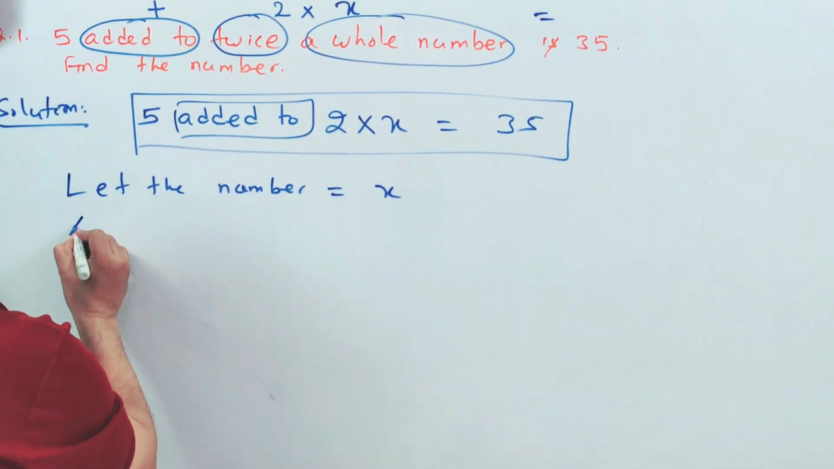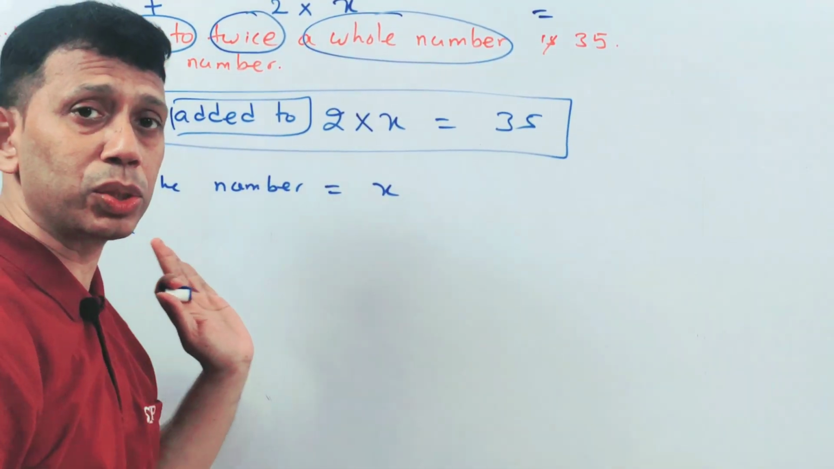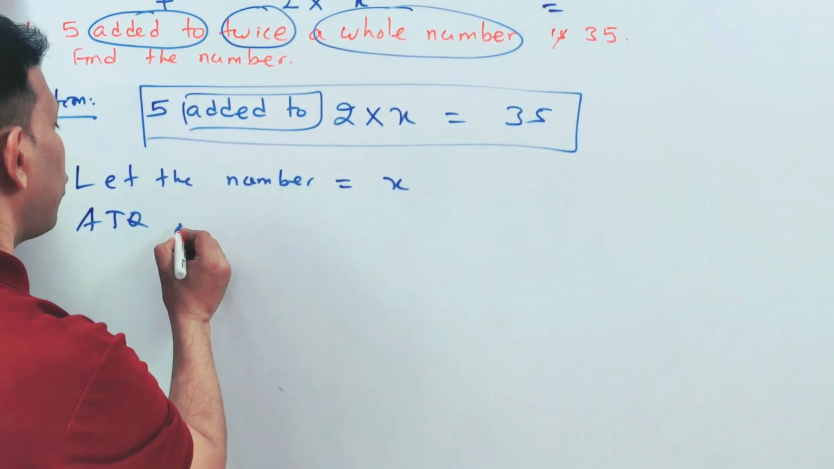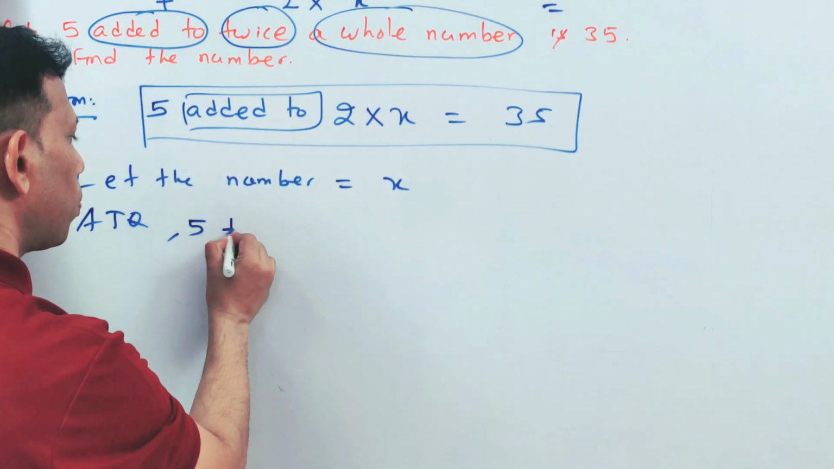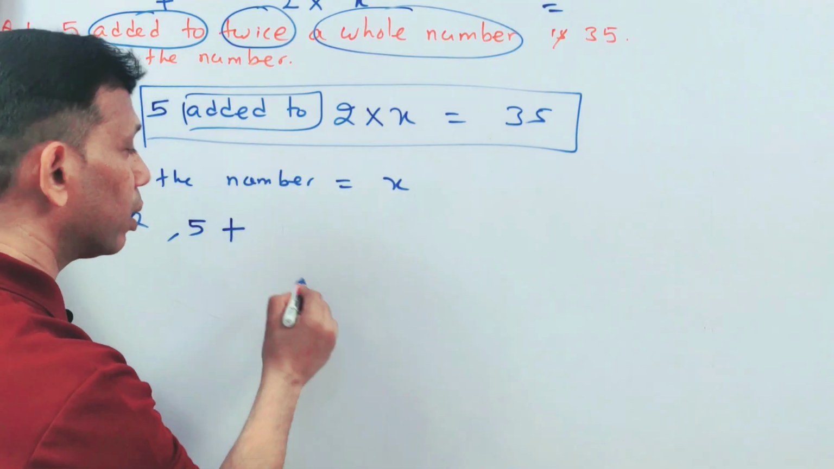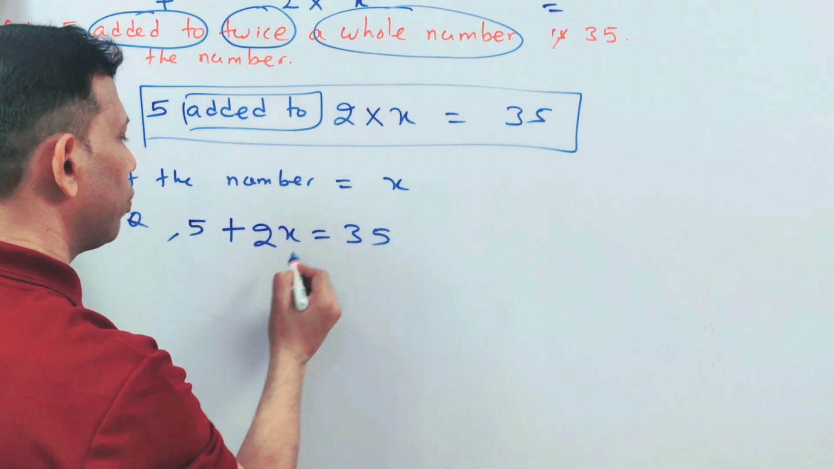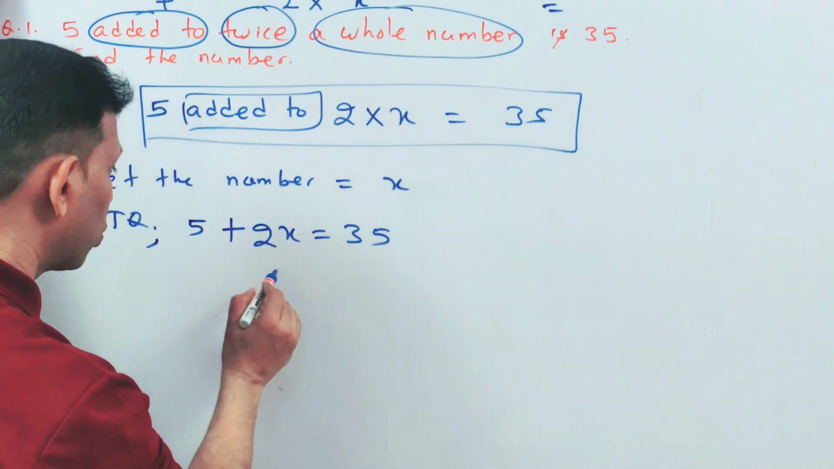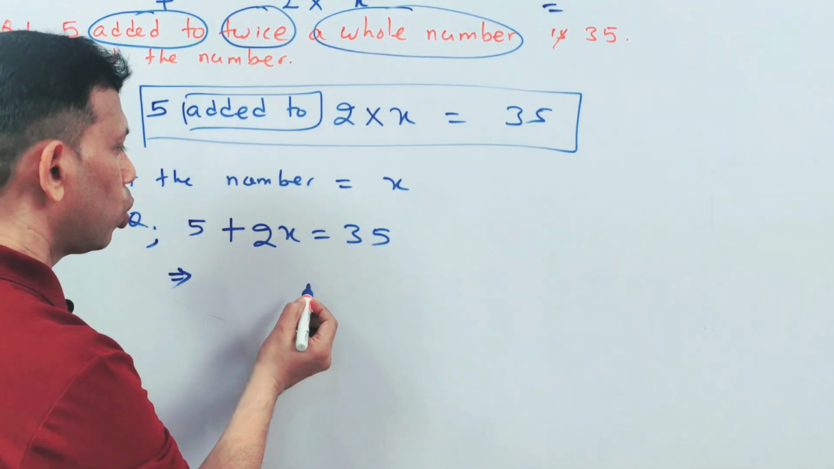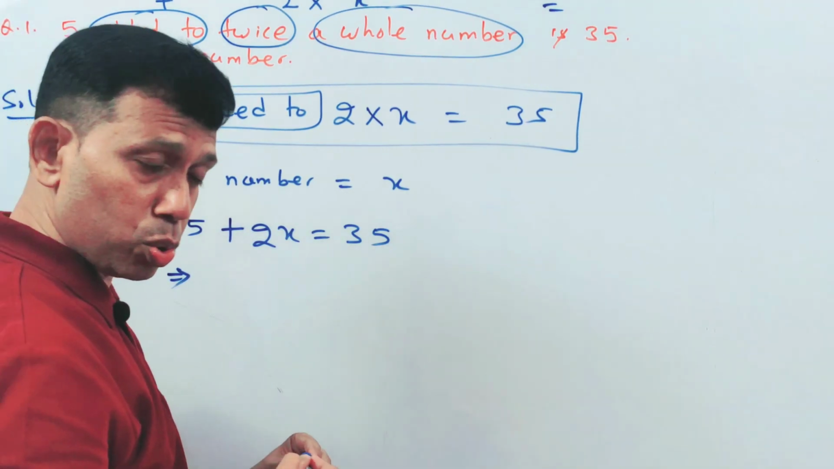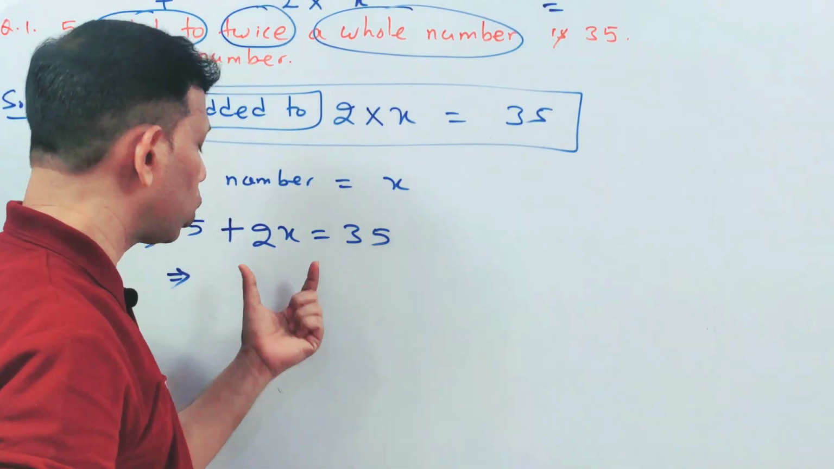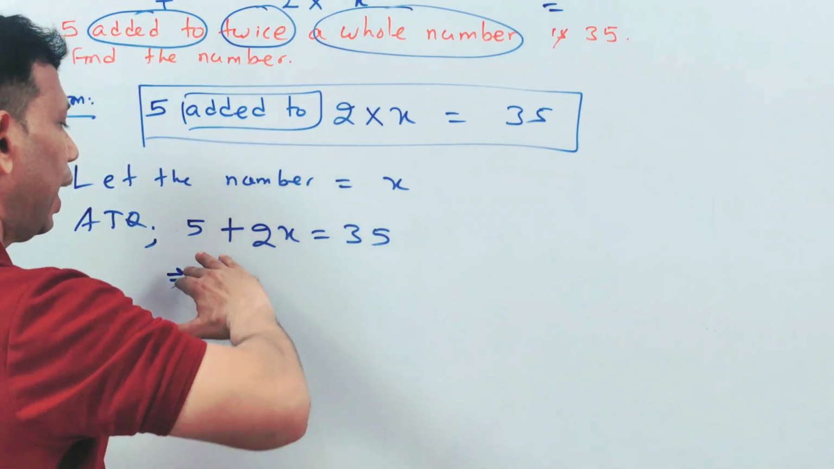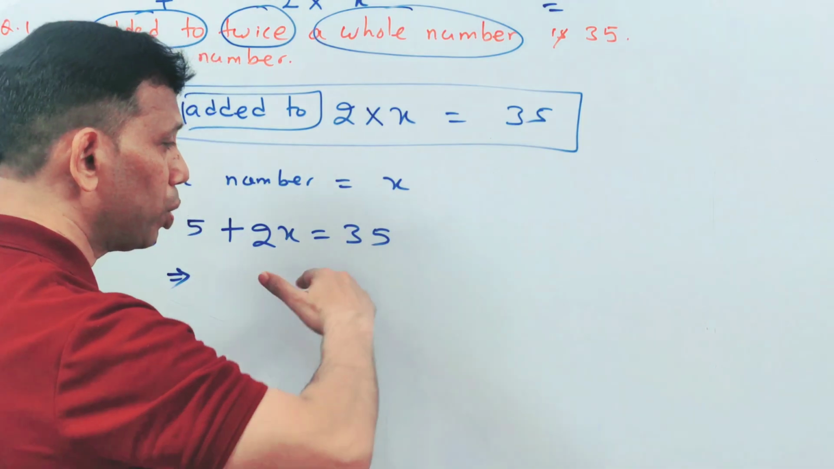It's ready. So according to question, you can write ATQ, or you can write in full, according to question. What is that according to question? 5 is added to, means plus, 5 plus twice the number, 2 into x, is equal to 35. This is the equation, the required equation you have got. Now you can solve the equation. This is a very simple equation we have discussed before. So according to the solution steps, you need to put the algebraic term, the variable which you need to find, in the LHS, and the constant terms or the values which you know you take to the RHS.